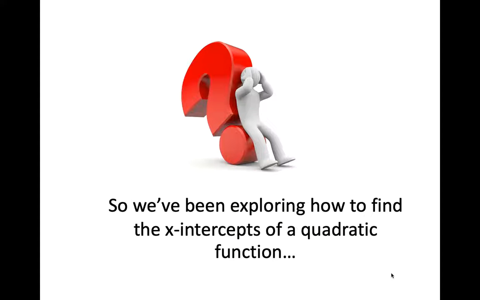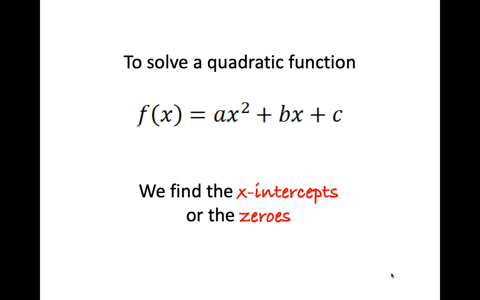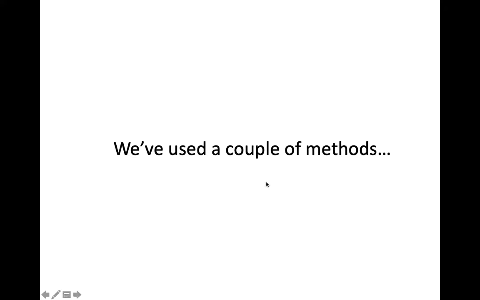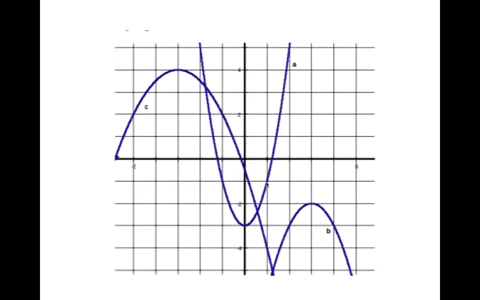So in this particular section, we've been exploring how to find the x-intercepts of a quadratic function. We learned a little bit about the difference between a quadratic function versus a quadratic equation, a function being equal to f of x or y, and an equation being equal to 0. When I solve a quadratic function, I'm looking for the x-intercepts, or the zeros of the graph. And when I solve a quadratic equation, so when it's equal to 0, we find the roots of the equation.